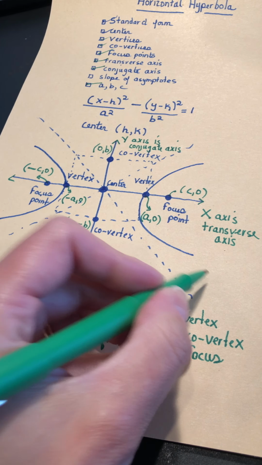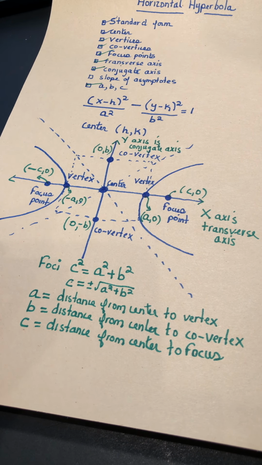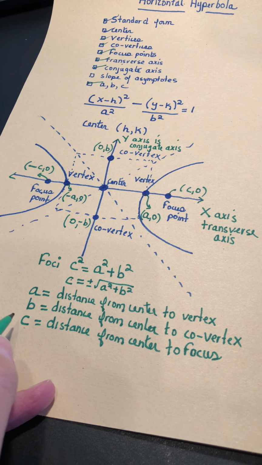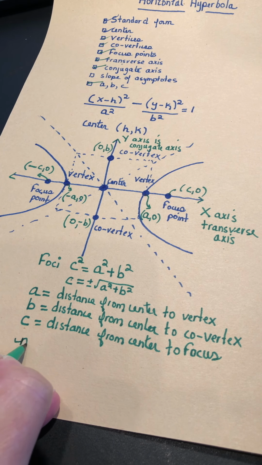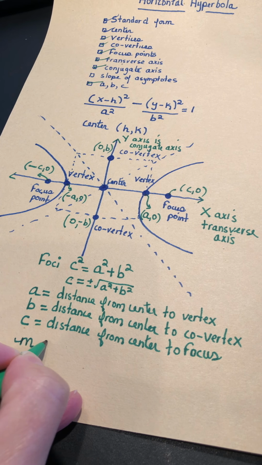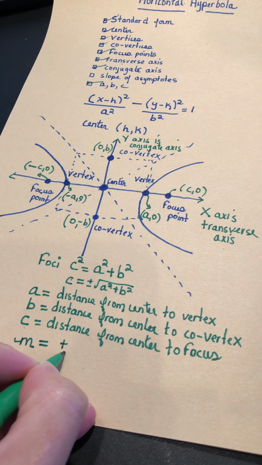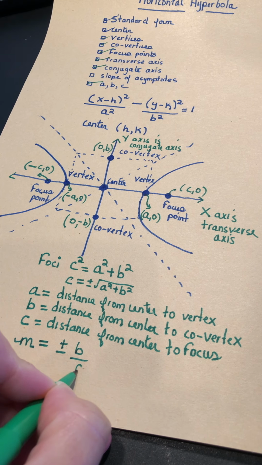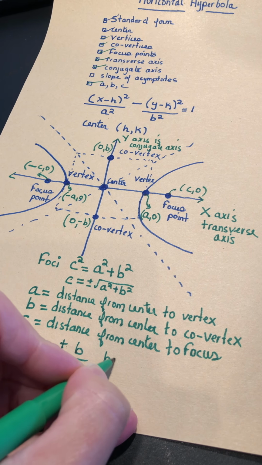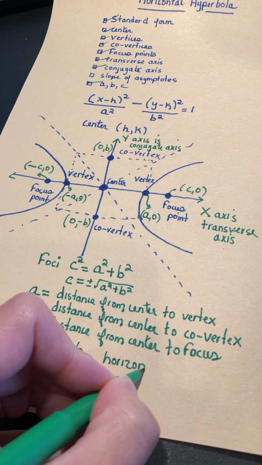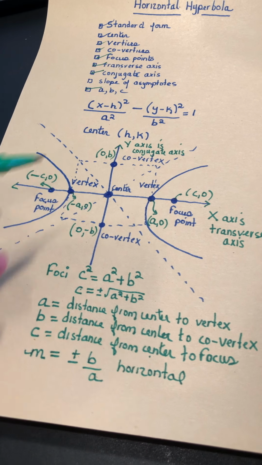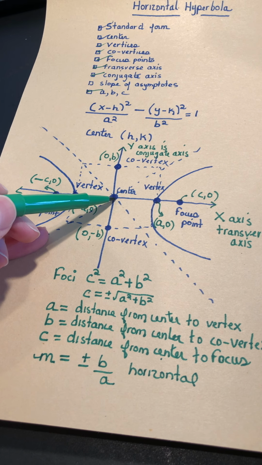So other than that, the only other thing that you're going to want to know how to calculate are the slopes of these asymptotes. And I won't really ask you to draw these to scale. This is very hard to draw, but just for your reference, the slope, which I'm denoting by the letter M, is going to equal plus or minus B over A for a horizontal hyperbola. And you can kind of think that that makes logical sense, right?